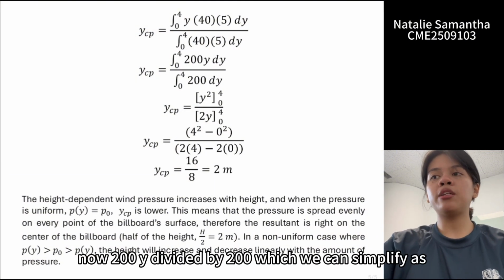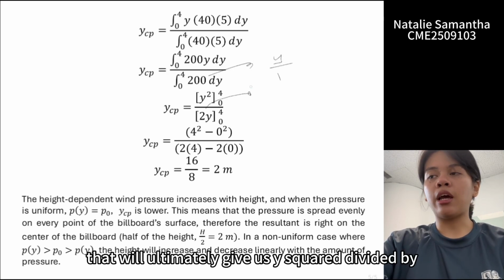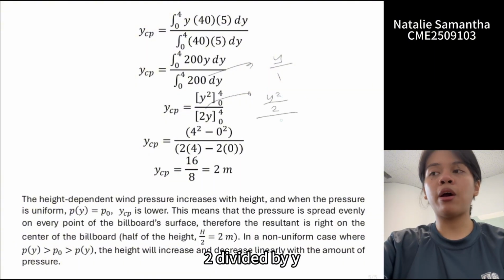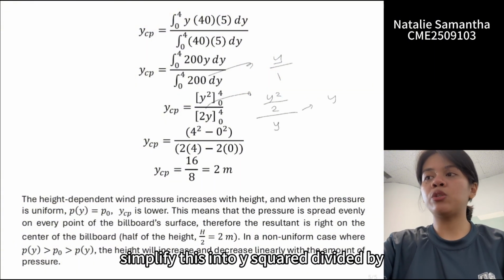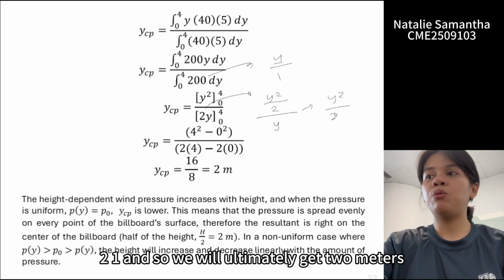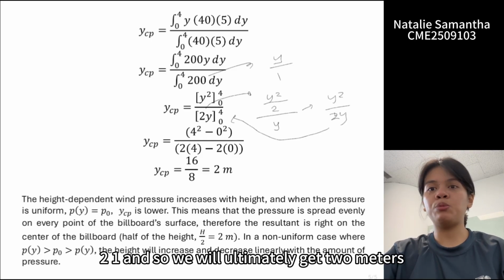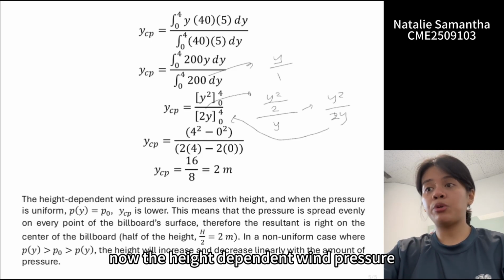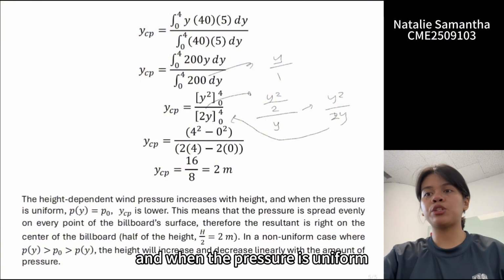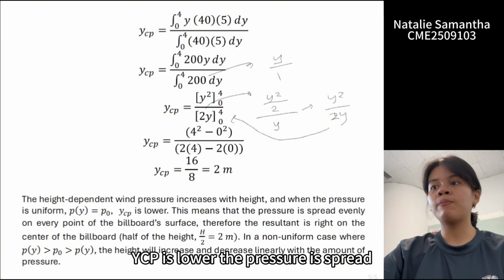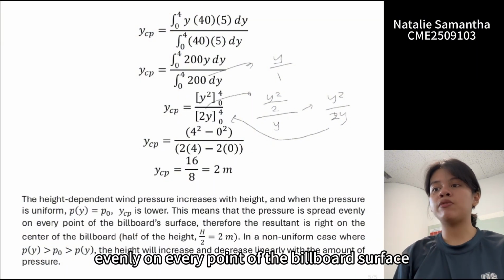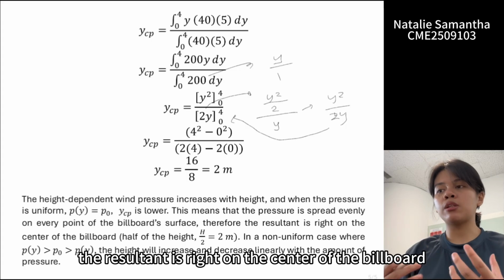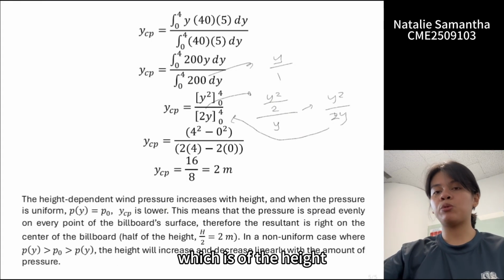Now 200y divided by 200, which we can simplify as y over 1. Integrating that will ultimately give us y squared divided by 2, divided by y. Simplify this into y squared divided by 2y, and so we will ultimately get 2 meters. Now, the height-dependent wind pressure increases with height, and when the pressure is uniform, YCP is lower. The pressure is spread evenly on every point of the billboard surface, therefore the resultant is right at the center of the billboard, which is half the height.